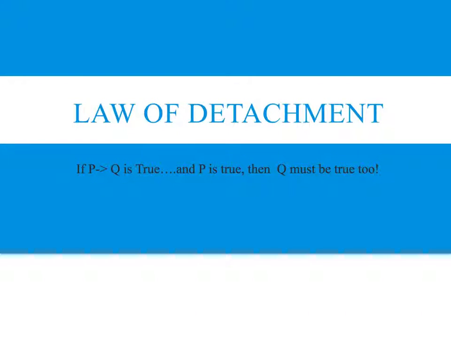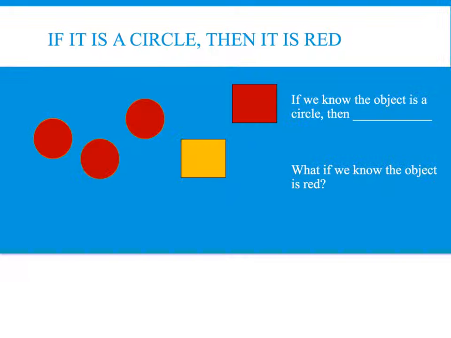Okay, the law of detachment is: if P implies Q is true, so if P then Q is true, and we know that P, the hypothesis, is true, then Q must be true too. It seems pretty straightforward, but actually it's kind of tricky and people misuse this law of logic all the time. So I'll show you with examples.